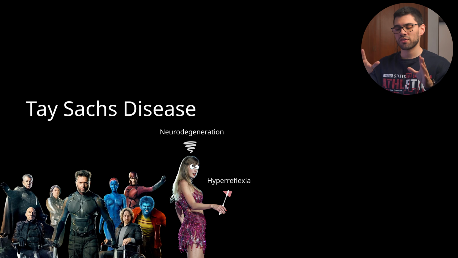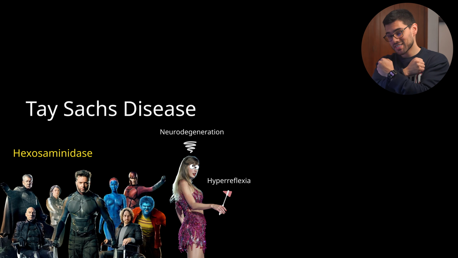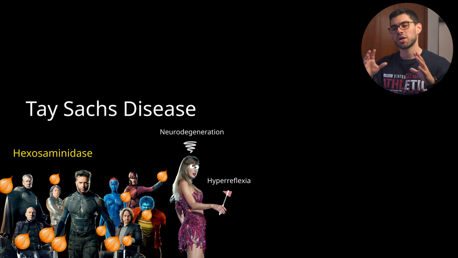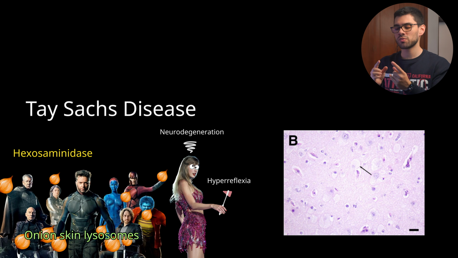Now, the X-Men are there to remind us that the enzyme that's deficient in Tay-Sachs disease is hexosaminidase. So we see the X-Men, we think hexosaminidase. Now, there was one more detail in this left faction, and it was the weapons. Do you remember the weapons? They weren't using their powers, they were holding some onions, right? Those help us remember that in the biopsy of patients with Tay-Sachs disease, we see lysosomes with onion skin appearance, okay? Onion skin lysosomes.